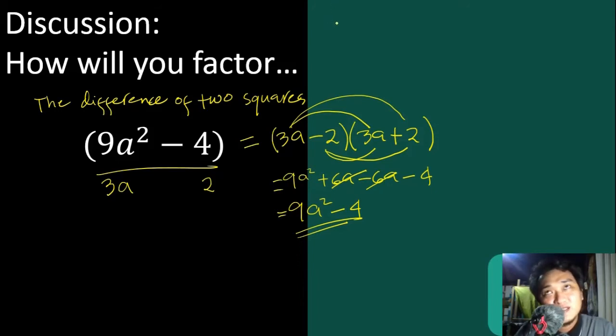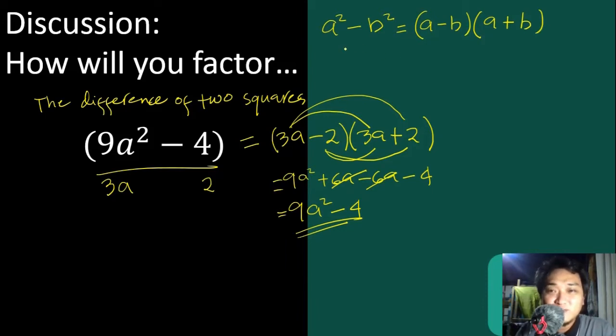So if let's say you have a squared minus, huwag niyong kakalimutan, laging minus yan, b squared, that is the same as a minus b times a plus b. Kamukha rin kung you're looking for the product of the sum and difference of two binomials, the result will be the difference of two squares. Lagi-lagi siyang ganyan.